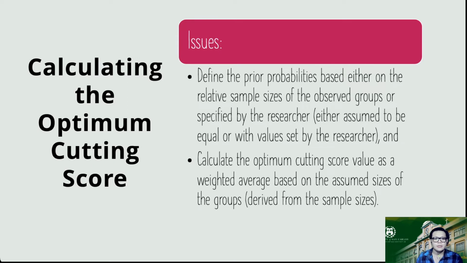Okay, so it is also important that we define the prior probabilities based either on the relative sample size of the observed groups or specified by the researcher. Either we assume equal probabilities or with values set by the researcher. And of course, we have to calculate the optimum cutting score value as a weighted average based on the assumed sizes of the groups, which is derived from the sample size which we are going to run in our SPSS.